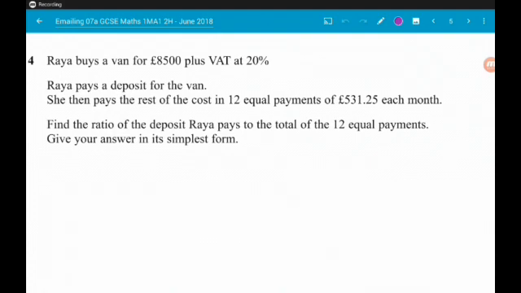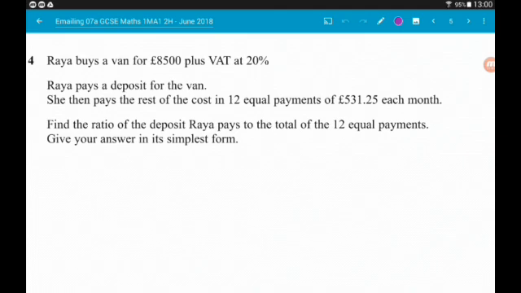Question 4, so the first 5 marker, and I believe the first question that nobody really liked. So Raya buys a van for £8,500 plus 20% of that. Raya pays a deposit for the van. She pays the rest of the cost in 12 equal instalments of £531.25 each month. We want to find the ratio of the deposit Raya pays to the total of the 12 payments, in the simplest form.